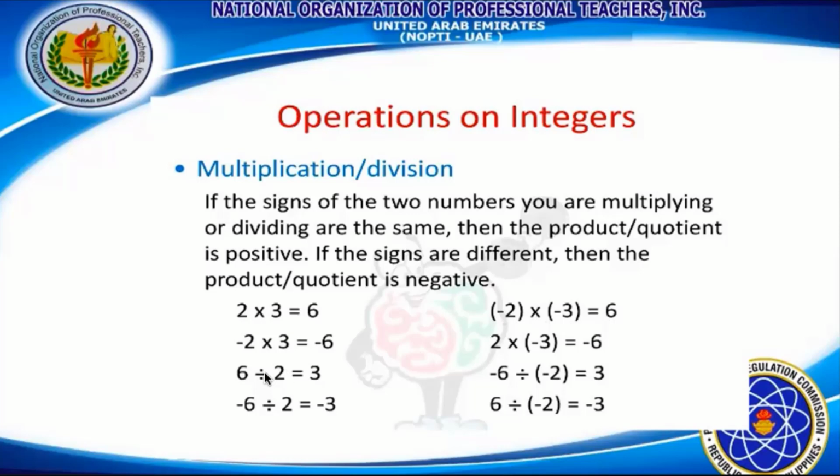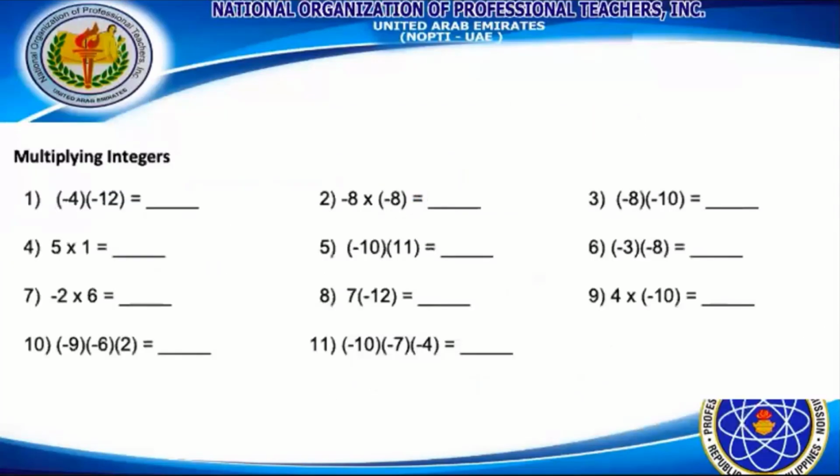Ganon din sa division. 6 divided by 2, 3. Negative 6 divided by negative 2, 3 pa din. Otherwise, negative. Kung yung isa ay positive, isa ay negative, the answer is negative. Baliktarin mo man siya, the answer is still negative. Okay? So, easy.